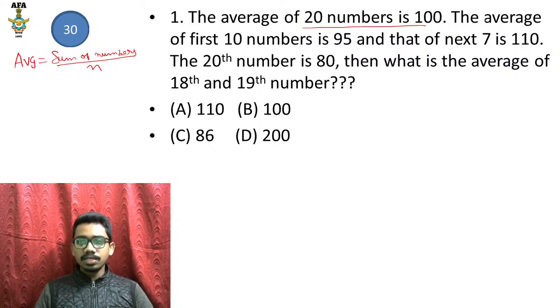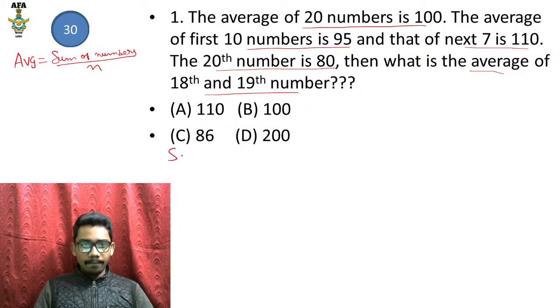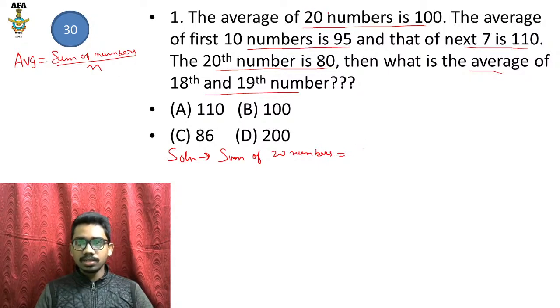So average of 20 numbers is 100, average of first 10 numbers is 95, and that of next 7 is 110. The 20th number is 80. Then what is the average of 18th and 19th number? So I can write sum of 20 numbers is how much? Sum of numbers is equals to average into n. Average is 100 and n is 20. This will be 100 into 20, that is equals to 2000.